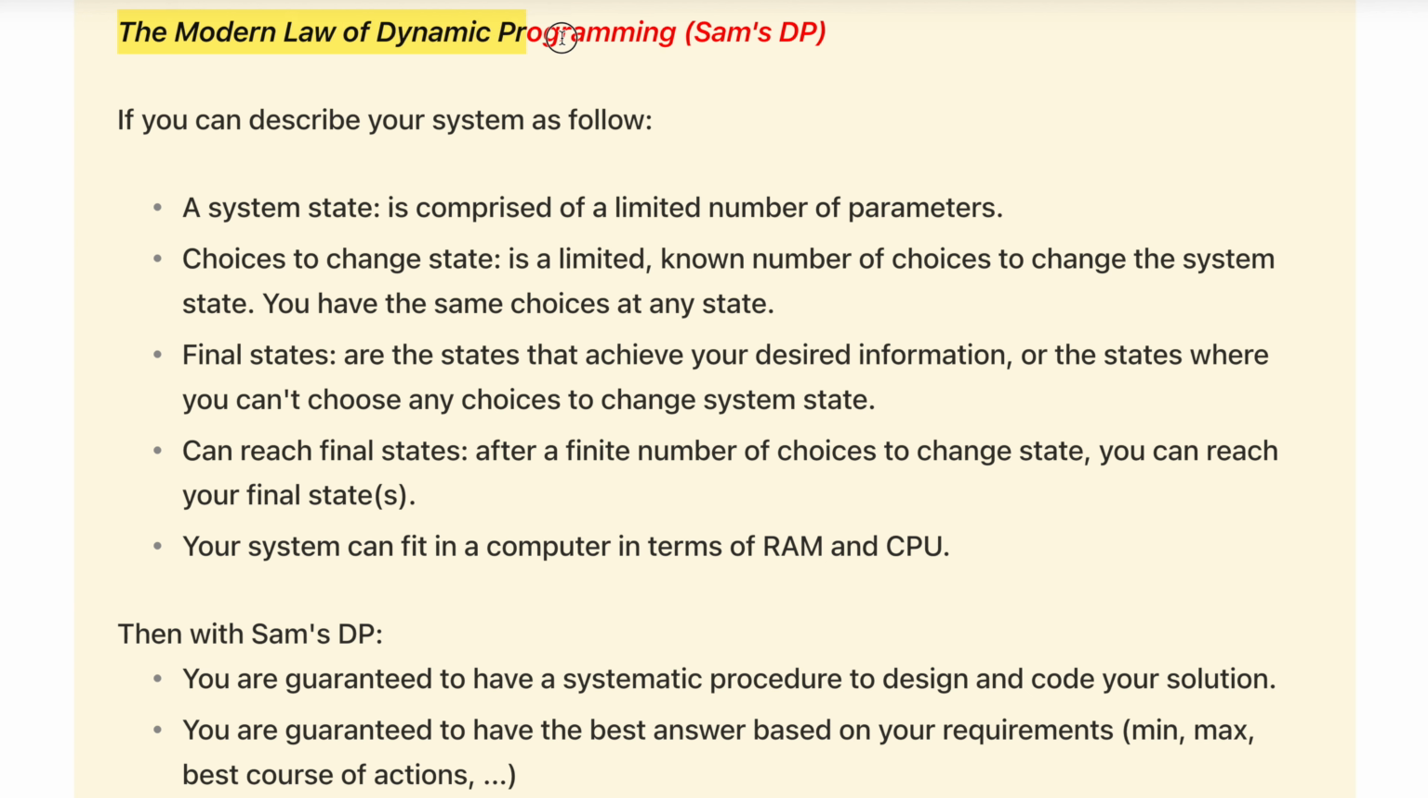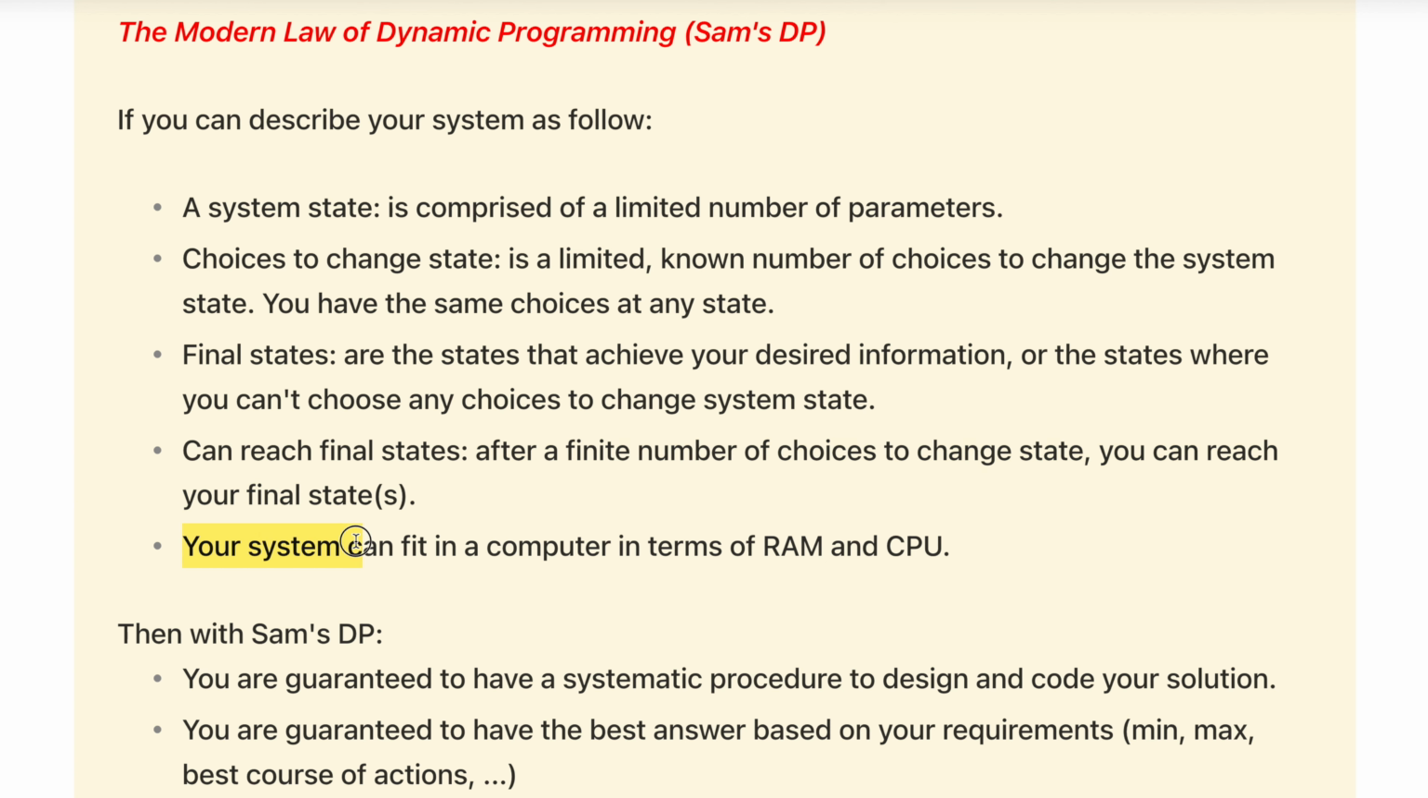So what is the modern law of dynamic programming? The modern law of dynamic programming, or SAM's DP, says that if you can describe your system as follows: a system state is comprised of a limited number of parameters that describe your state. Choices to change state are a limited number of choices to change your system state, and you have the same choices at any state. Final states are the states that achieve your desired information, or the states where you cannot choose any choices to change state anymore. That means after a finite number of choices to change state, you can reach your final state.